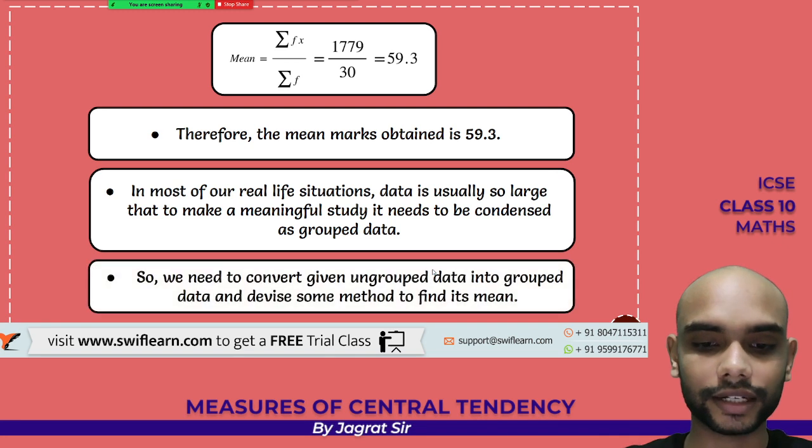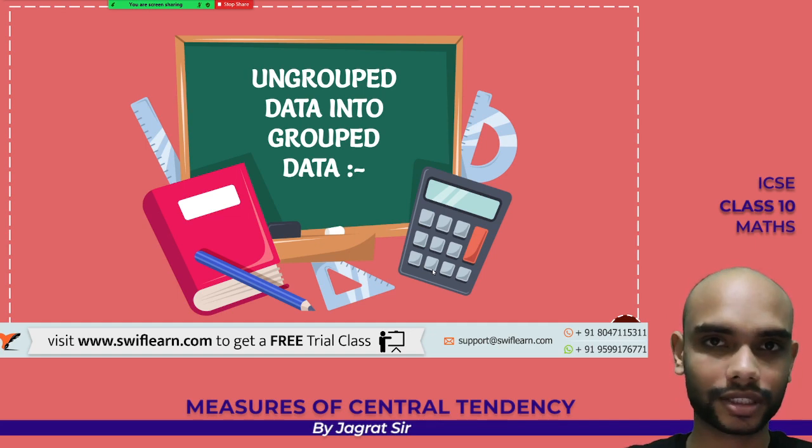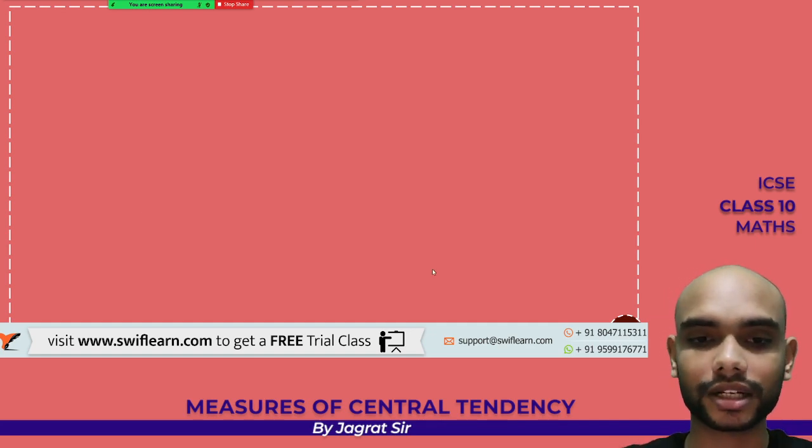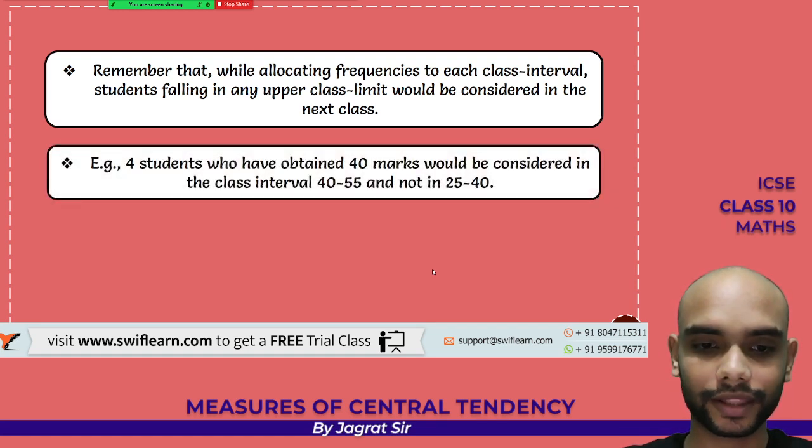Okay, but in real life mostly we are having grouped data. Okay, so we are now moving on to that, like how a grouped data looks like and how we would use a step deviation method for the grouped data. So in a grouped data, you will have an upper class and a lower class limit like this.